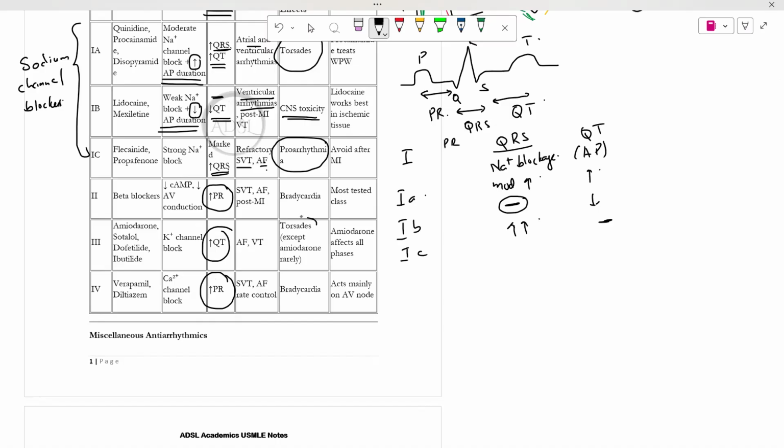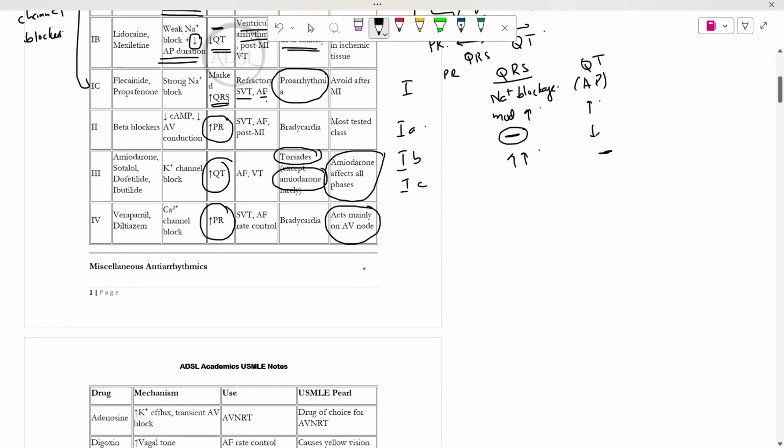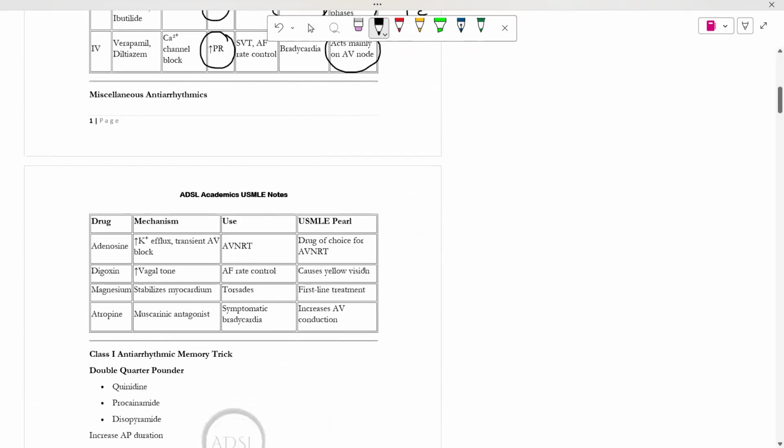Now, type 3, there can be torsades. The only one that doesn't cause it is amiodarone. And remember, amiodarone is a very important one because it affects all the phases. So it has basically action like everything. The calcium channel blockers mainly act on the AV node.